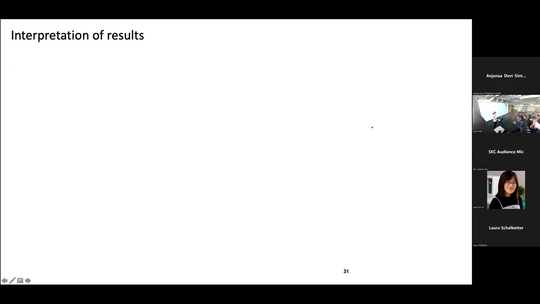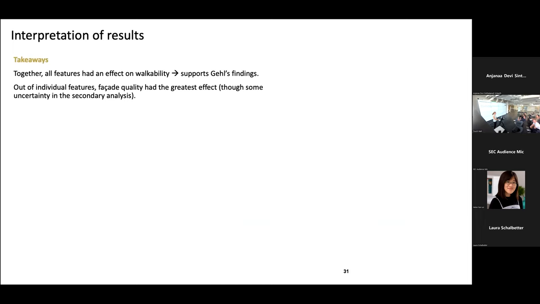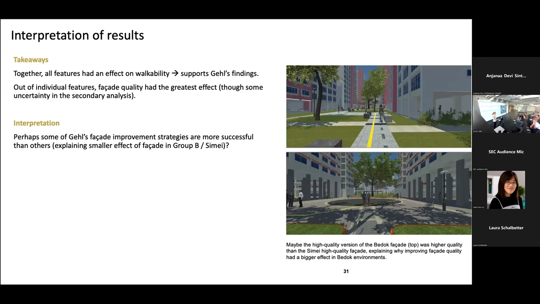And how you could interpret these results. So together, all the features had an effect on walkability. So that supports the findings of Gale. And out of the individual features, facade quality had the greatest effect, though there was some uncertainty in this analysis. And it could be that some of this uncertainty was caused by the fact that some of the facade improvement strategies were more effective than others.